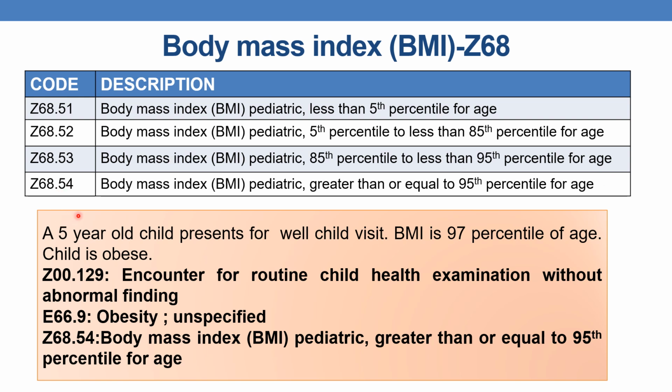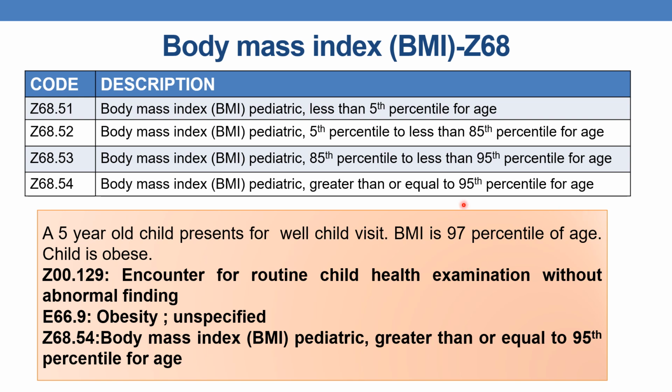And finally, Z68.54 indicates body mass index pediatric greater than or equal to 95th percentile for age. In the documentation also, the physicians will document on the basis of percentile only when it is pediatric. Now let us see an example. A 5-year-old child presents for well child visit. BMI is 97th percentile for age. Here that is greater than or equal to 95th percentile for age.